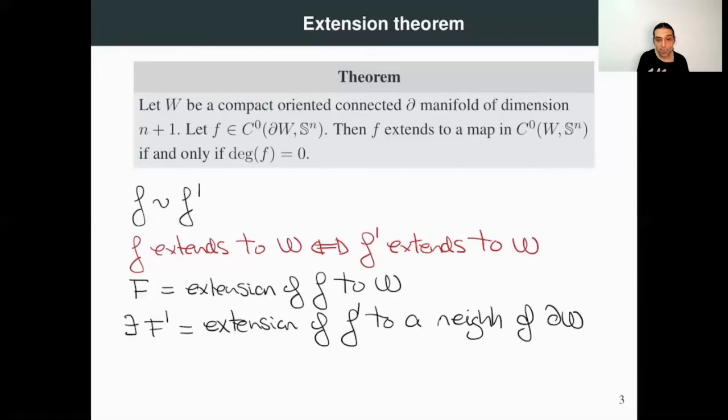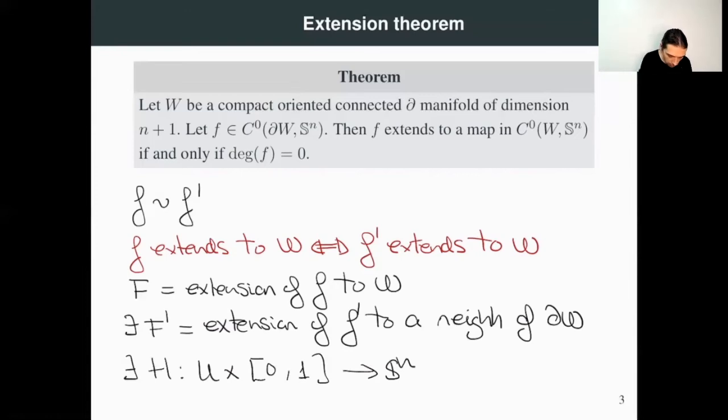And we know that f and f prime are homotopic, but it is not difficult to show that there exists a homotopy H defined in some, let's say, U times 0, 1 to Sn, okay, a homotopy from F to F prime, okay, so from capital F to capital F prime.